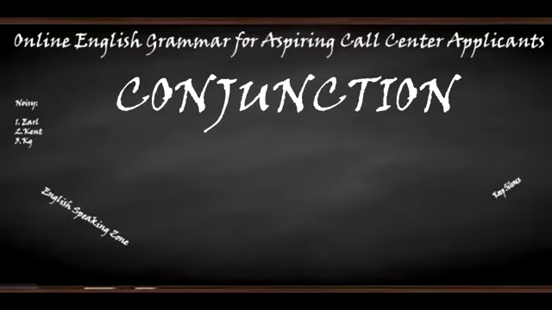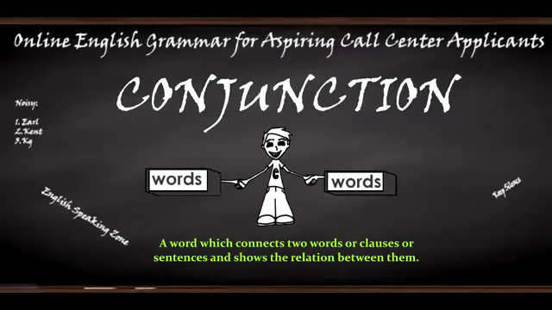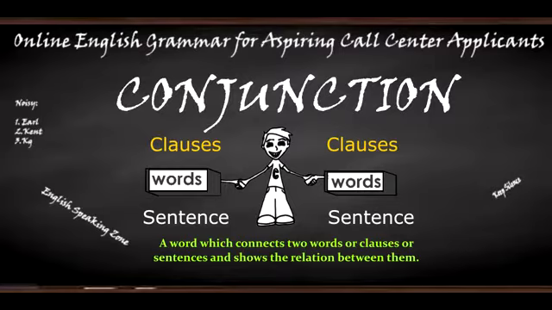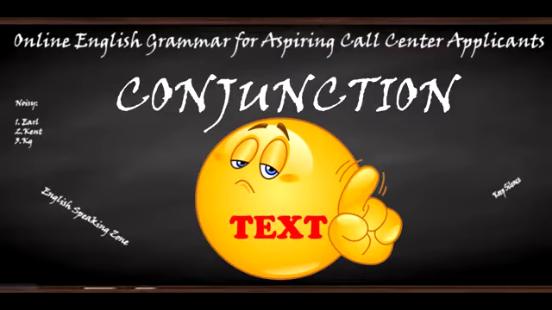Conjunctions. A conjunction is a word which connects two words or clauses or sentences and shows the relation between them. They are used to avoid making the text seem like bullet points and to make the text flow.